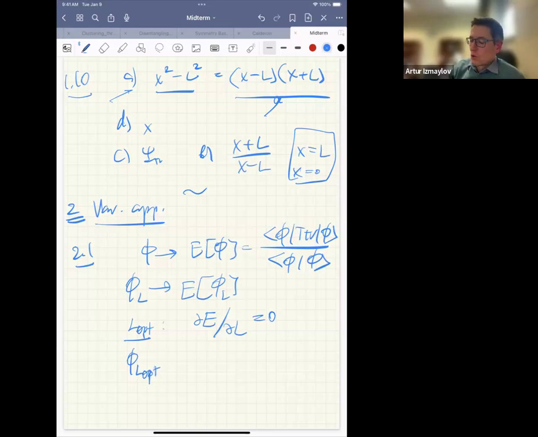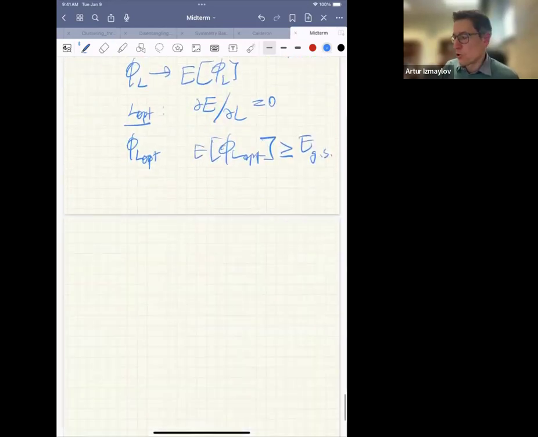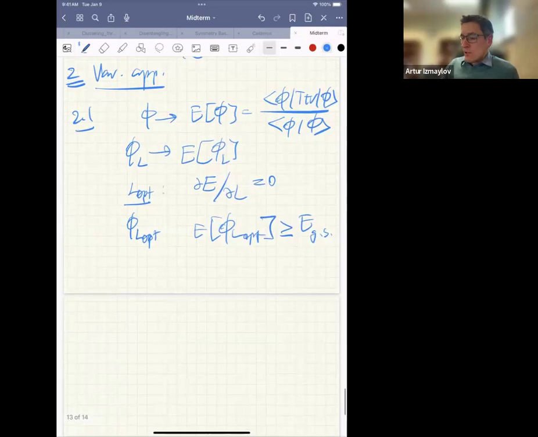That works because the energy of phi of L optimal is always bigger than or equal to the true minimum, the ground state energy. Okay, so that's pretty much the description of the variational approach. Some people just started copying whatever was part of the lecture, which shows not a clear understanding of what's going on here.